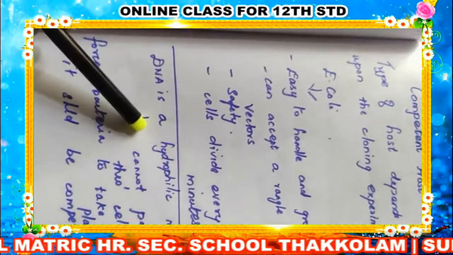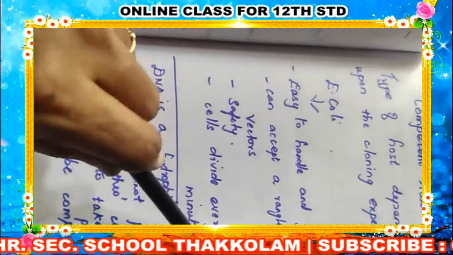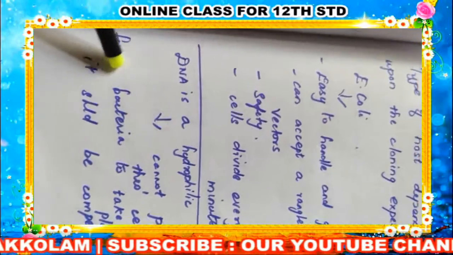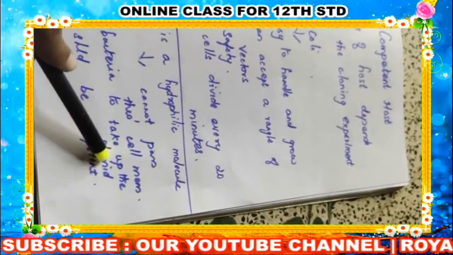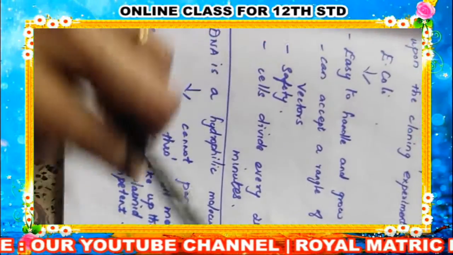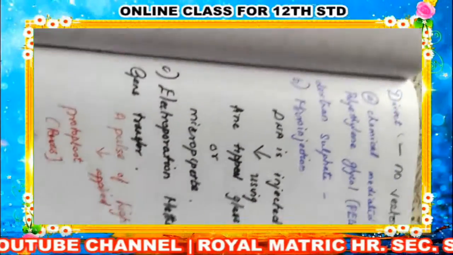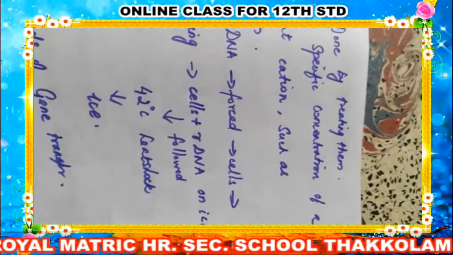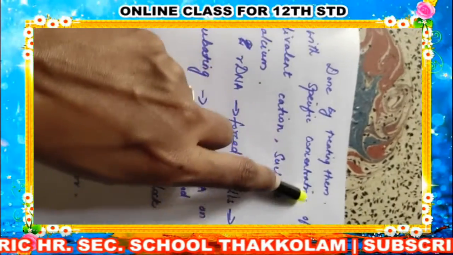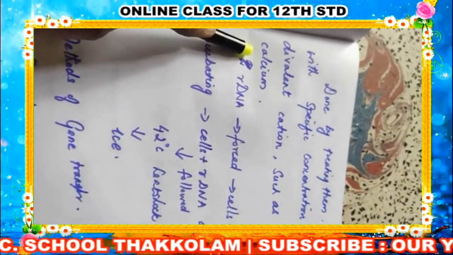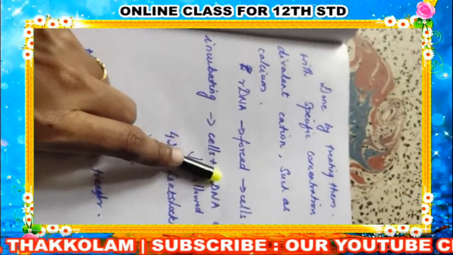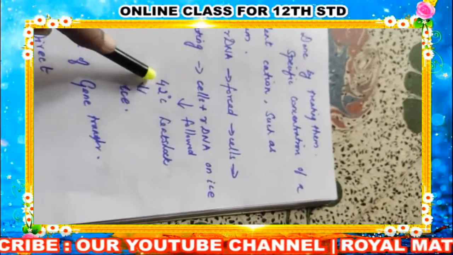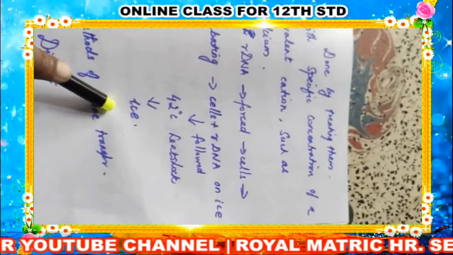Next, DNA is hydrophilic. Since DNA is hydrophilic, it cannot directly pass through the cell membrane. What we do is force the bacteria to take up the plasmid and make them competent. This is done by treating them with a specific concentration of divalent cations such as calcium, and the recombinant DNA is forced into the cells and incubated on ice. Then a 42-degree heat shock is given and the cells are placed again on ice.